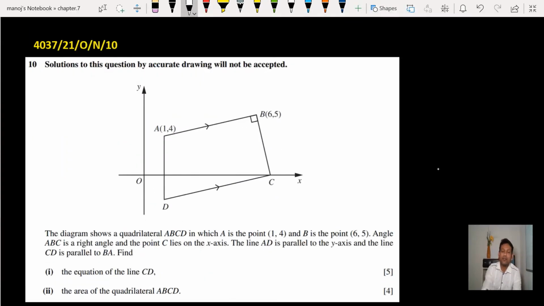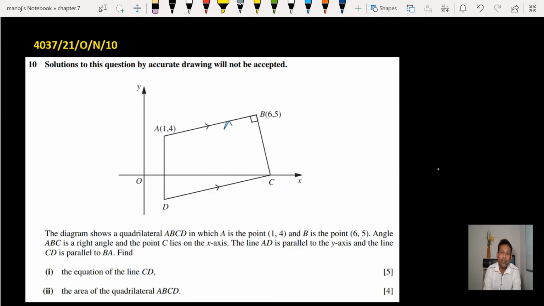Okay, this is the important question. We have a diagram and everything is given here. Let's see what's happening. First of all, just observe before reading the question. These two lines are parallel, and these two lines are perpendicular.